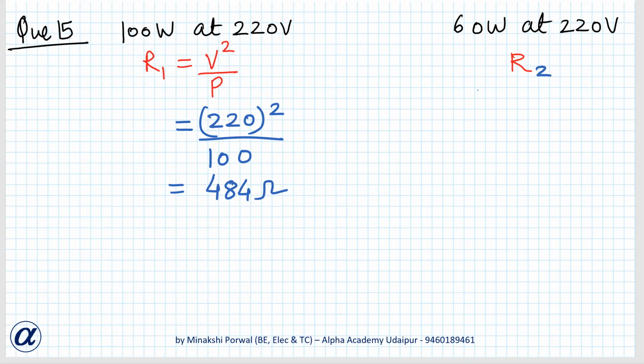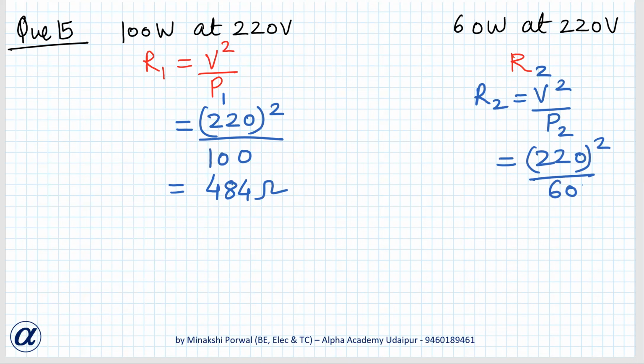For R2 equals V square upon P here also. If you want to differentiate, you can make it P1 and P2. V is the same, so it is 220 squared, and P2 is 60 watt. So the resistance of the 60 watt bulb, when you solve this, you get in decimal, 806.7 ohms. Now R1 and R2 are connected in parallel across a 220 volt line, and we have to find the current.